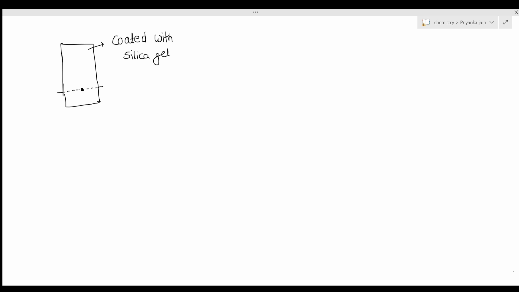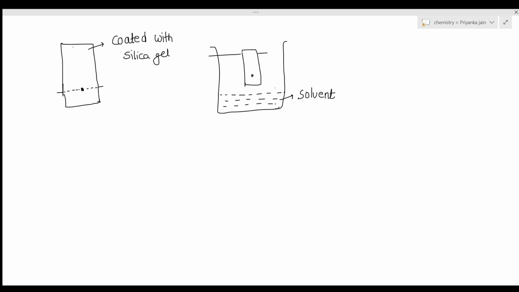Now you take a beaker. In this beaker the solvent is present. This is the solvent. Now we place this slide somewhat above this, arranged with the help of some support, by which it is placed here. In this manner, the solvent will not touch this drop. This point will remain somewhat above the solvent solution.